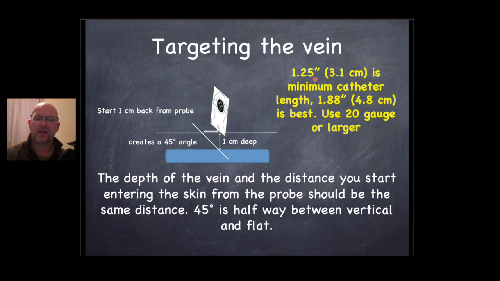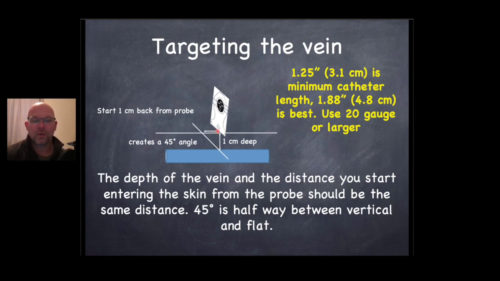But it's not uncommon to need a 3 or 4.5, almost 5 millimeter or centimeter length needle so that you can go deep enough and the catheter will travel up that vein. One way to find this and to find your tip, there's a couple of different ways we'll talk about, is just the 45-degree rule.